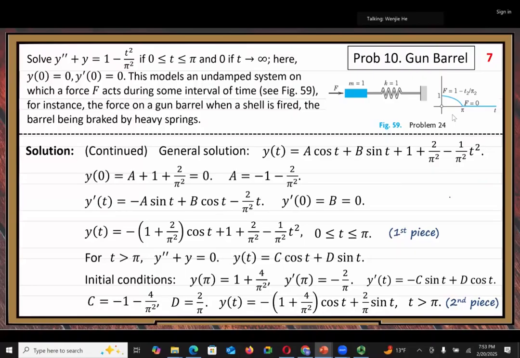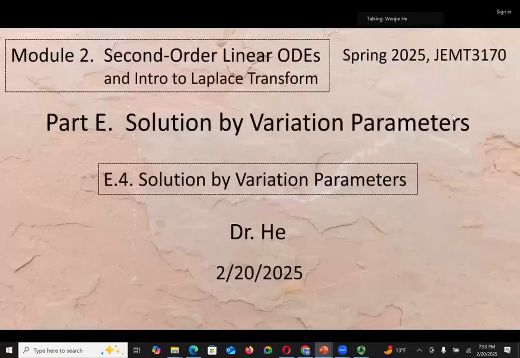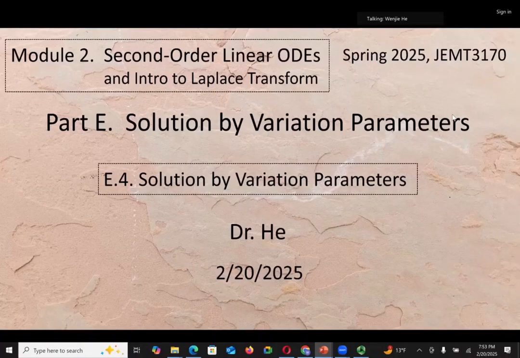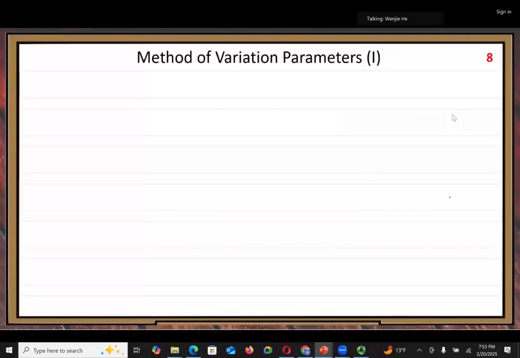All right, let's see if we have enough time. We may not have enough. Let us understand the problem first: solution by variation of parameters. Let's just understand the general situation before we work on the solution. The solution we leave to next time. All right, method of variation of parameters.